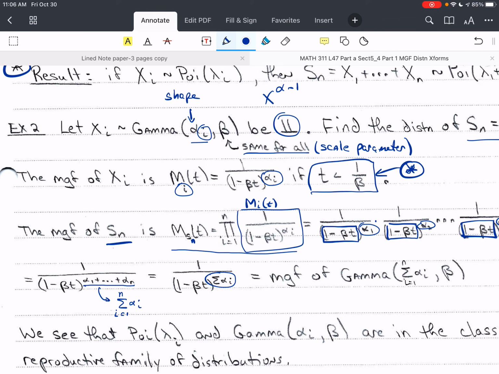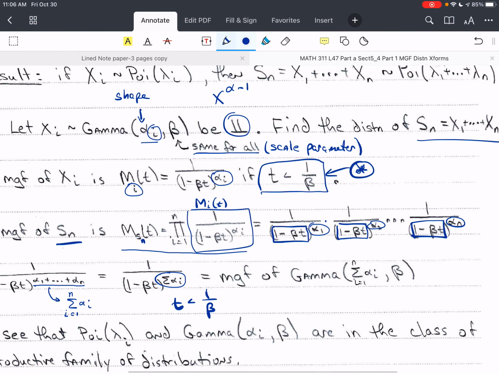We've done this so that we see what the pattern of this moment generating function is, and we should put that t is still less than 1 over beta. And so this is the moment generating function of a gamma distribution with beta as the scale parameter, and now the shape parameter is the sum of all the individual shape parameters for each of the random variables.